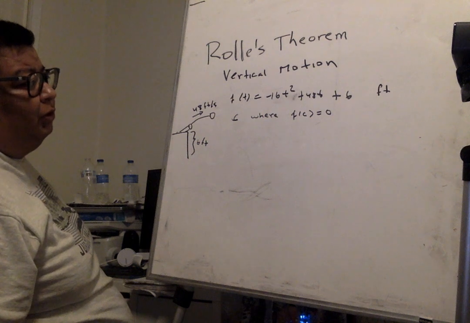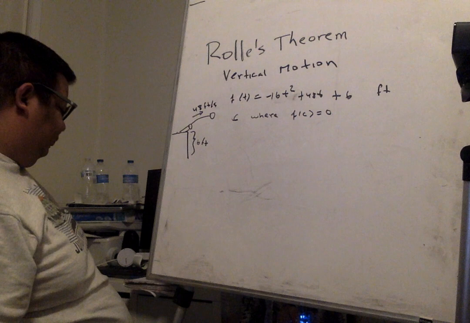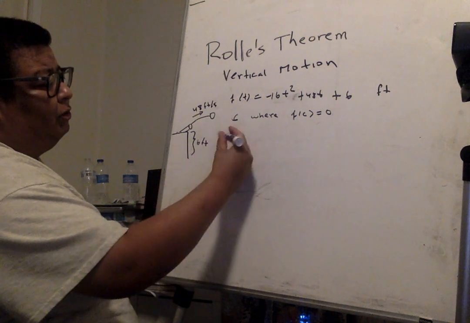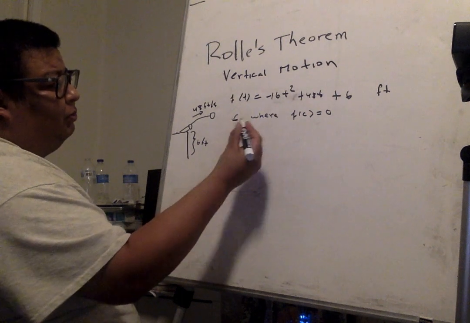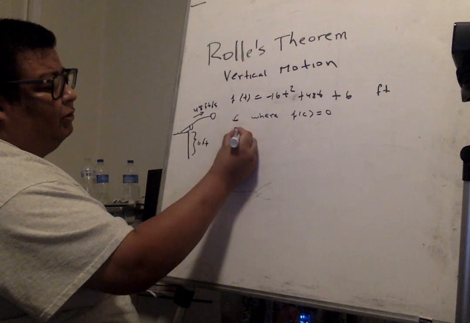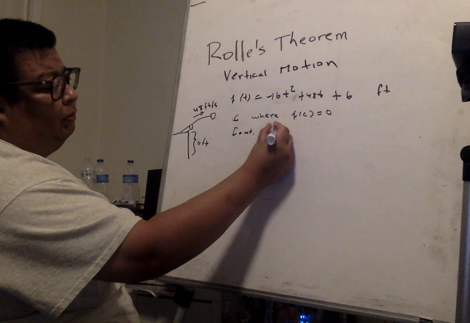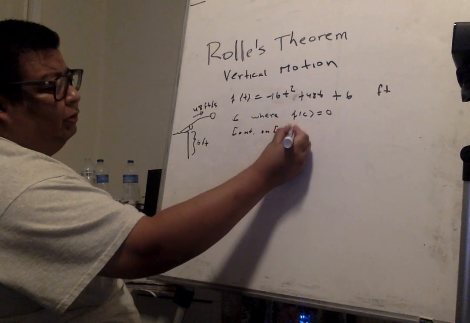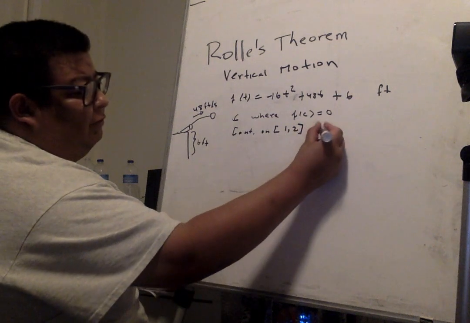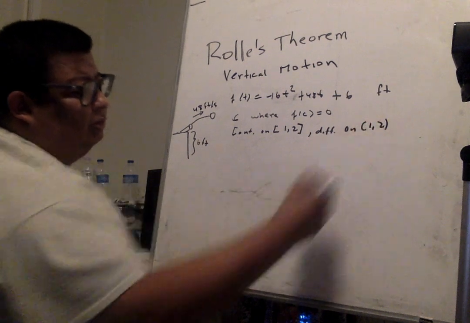So first of all, we need to determine whether we can use Rolle's theorem. So the interval we're gonna look at, so this is a polynomial, so it is definitely gonna be continuous on [1, 2], and it's gonna be differentiable on (1, 2).